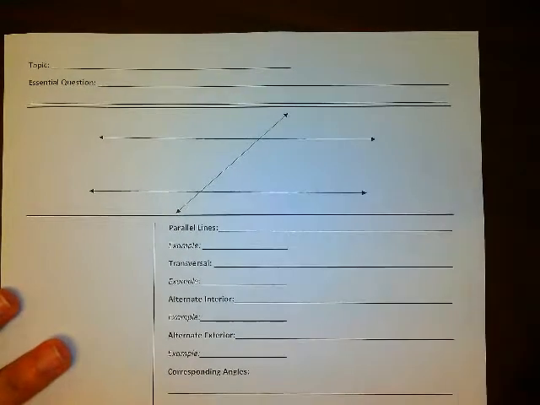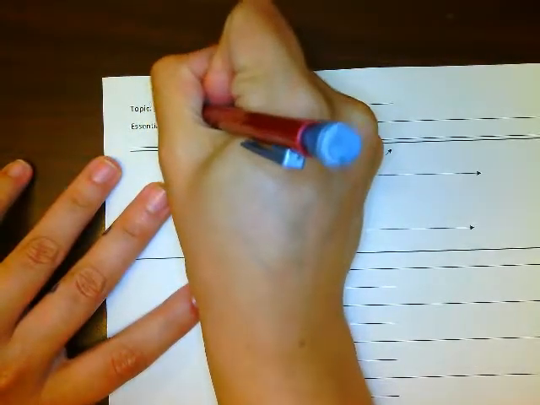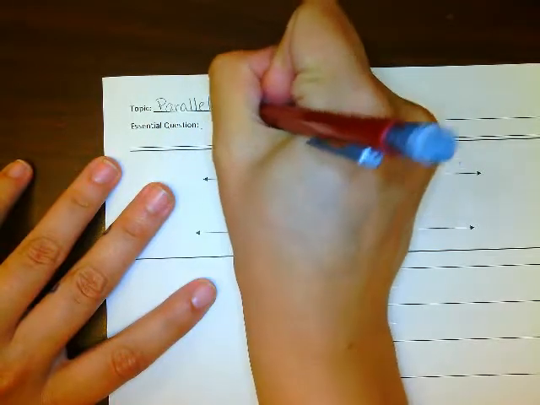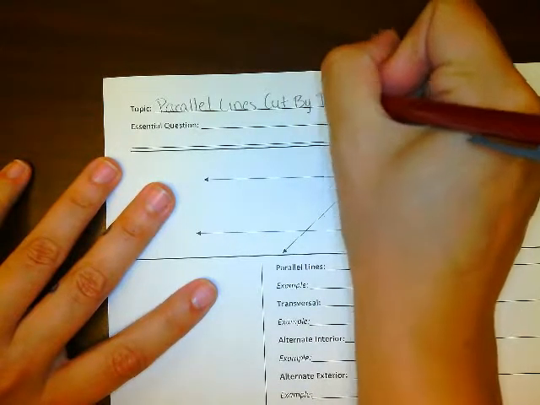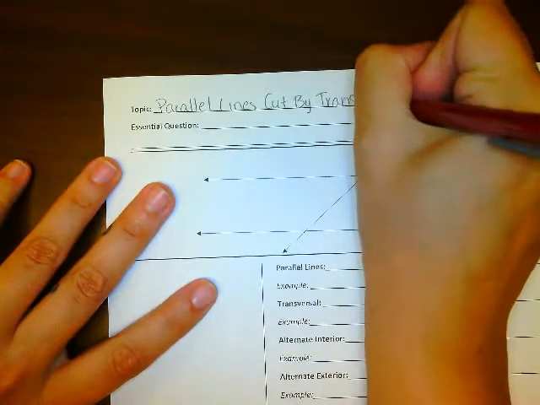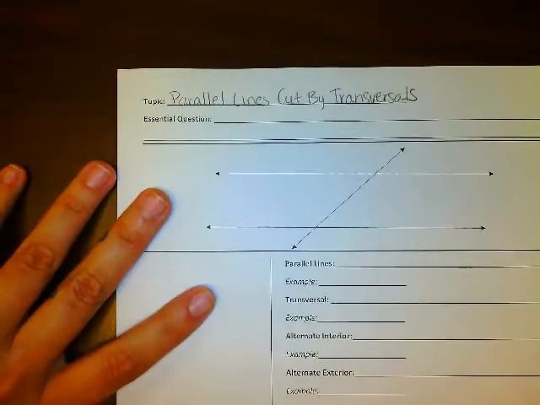So this week we're going to start talking about parallel lines cut by a transversal. So our topic on this note sheet is what I just said, parallel lines cut by transversals. We're going to go over a lot of vocabulary and then go over a few practice problems.